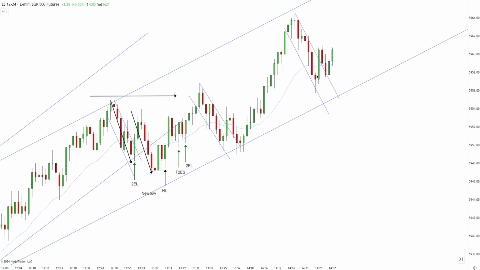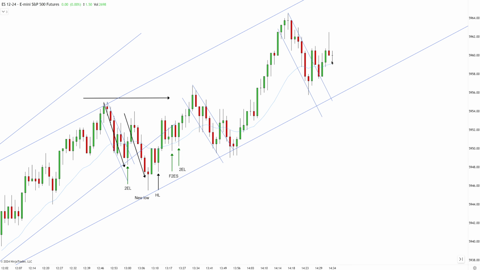I have a new high first entry long, second entry long. I have a high low, of course, I cannot take. I have a failed second entry short, which is almost tempting. But notice it is a doji and it's not fully at the EMA. There's a gap between the body and the EMA.